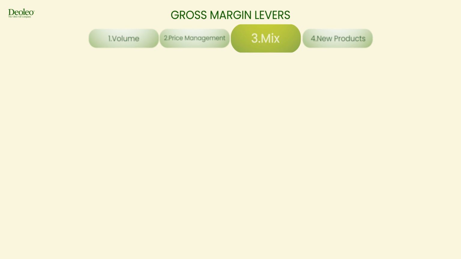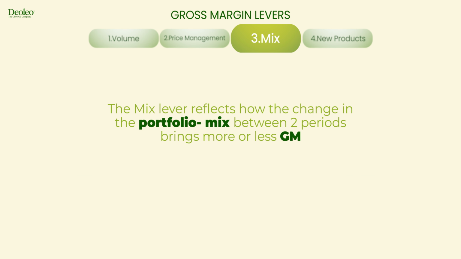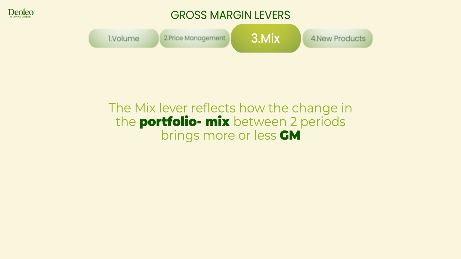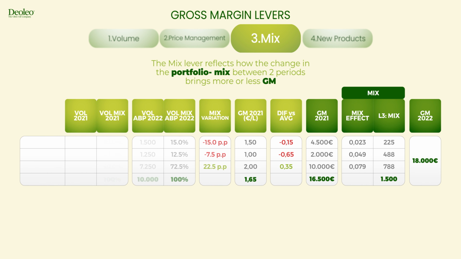The third one is the mix lever. It reflects how the change in the portfolio mix between 2 periods brings more or less gross margin, depending on the unitary profitability and volume weight of each product inside the portfolio. This means if you sell more of the most profitable products, the mix lever will positively impact the gross margin. And on the other way around, if you sell more of the less profitable SKUs, it will reduce your gains.